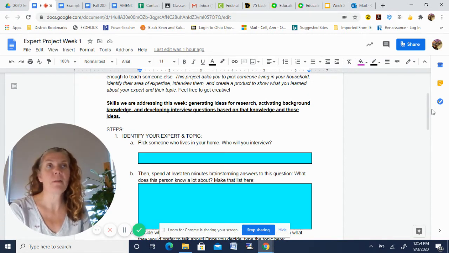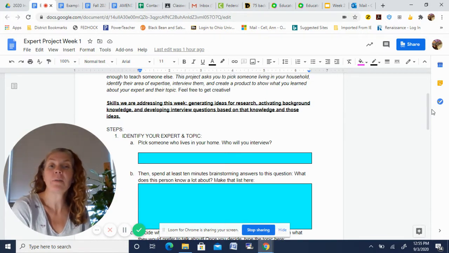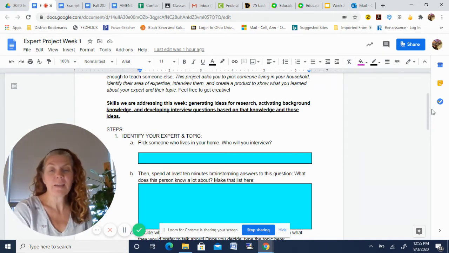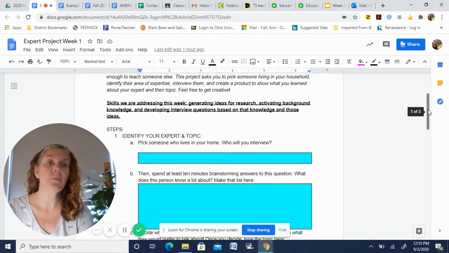That's a really big part of inquiry class, is trying to come up with ideas of what we actually want to learn about. Activating background knowledge, because we want to be able to connect with our topics, and it's easier to learn about something if we already have a sort of baseline of knowledge. And also just knowing what we already know about something also helps us learn about it. So we're going to be doing those two things, and then developing interview questions based on that knowledge and those ideas. So that's what we're going to be focusing on this week.